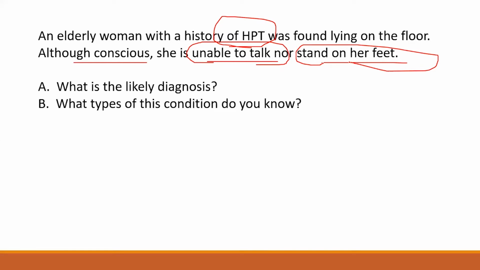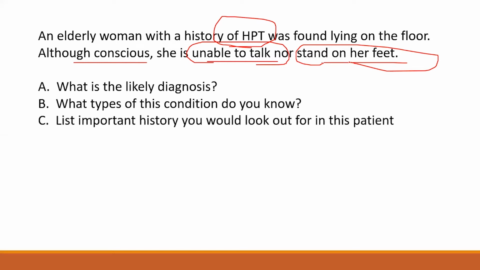Definitely, there are two types: hemorrhagic stroke and ischemic or infarctive stroke. Infarction means ischemia, isn't it? Or ischemia leads to infarction. So sometimes you can say ischemic, but sometimes you can also say infarctive or infarction. So we have two types, hemorrhagic and infarctive or ischemic stroke. These are the two types of this condition.